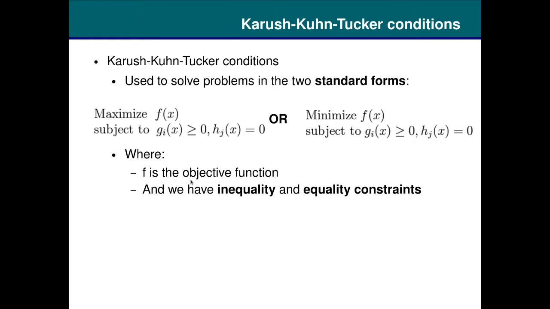Remember, my f is the objective function, typically the surface, as I plotted in the previous videos. And we have now inequality and equality constraints. We have those, of course, maybe a bunch of I constraints, those inequality constraints and those equality constraints. Before, for the Lagrange multipliers, I only had equality constraints.